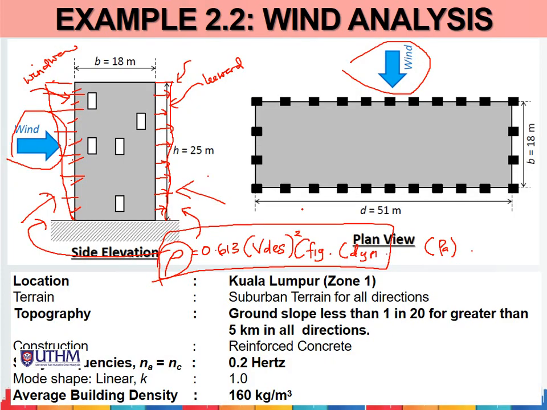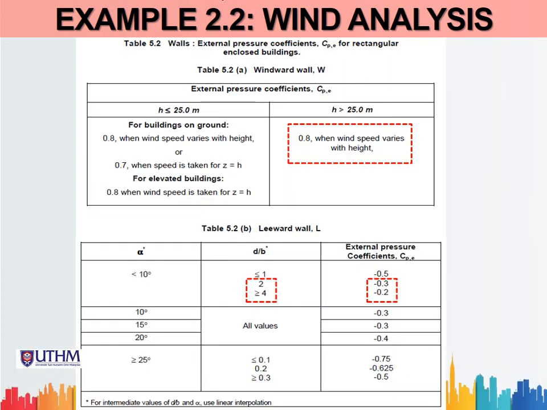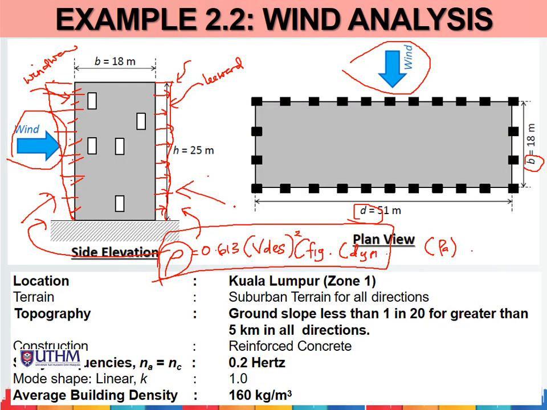Okay, so this is D, and this is B. So this is table 5.2. This is for the windward wall. Okay, so for H less than 25, and also this is H more than 25 meters. So we take the one here, our H should be this one. Oh sorry, for the windward. Okay, so 0.8, the same, for buildings on ground. In our case here, this is the building on ground.